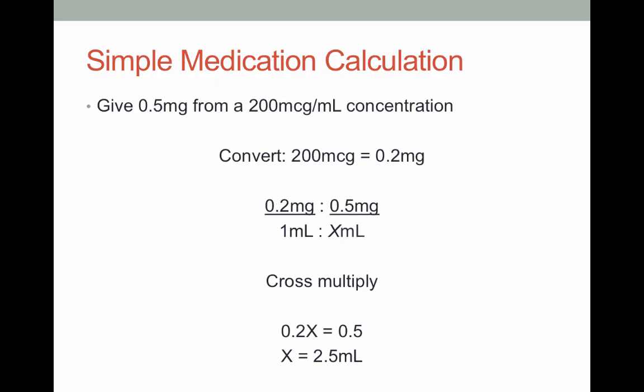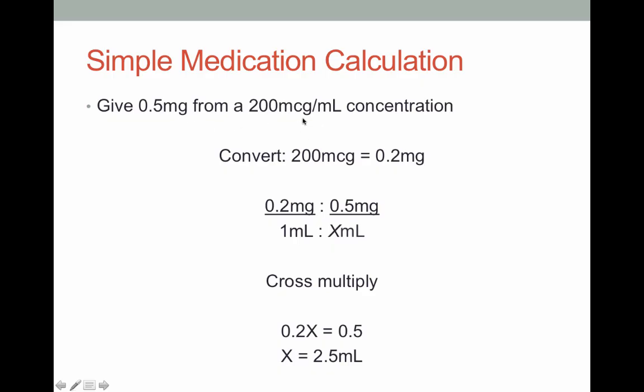So let's do one that involves an extra step, and maybe a little bit trickier for you. So we want to give 0.5 milligrams, and our vial has 200 micrograms per milliliter. So I need to figure out how many milliliters I need to draw up from that vial. First thing, we notice that the dose I want to give and the concentration that's listed on the vial are in different units. So I need to convert.